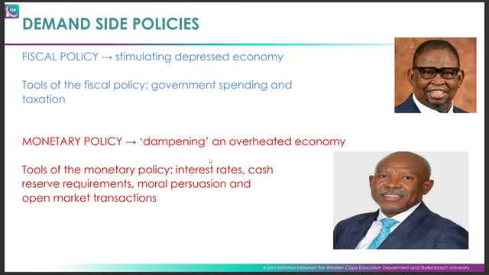But other tools that they also use are the cash reserve requirements, moral persuasion, as well as open market transactions, which you would have done in detail in grade 11. This is merely just to remind you what the tools are within each of these policies, right? Please, fiscal: taxes and government spending. Monetary policy: interest rates, cash reserve requirements, moral persuasion, and open market transactions.